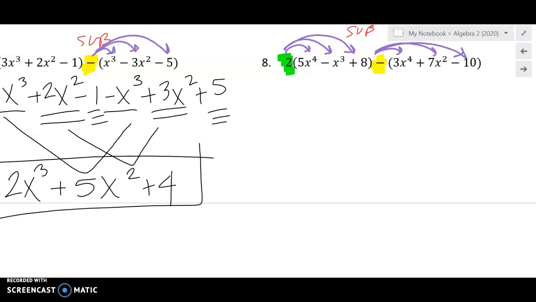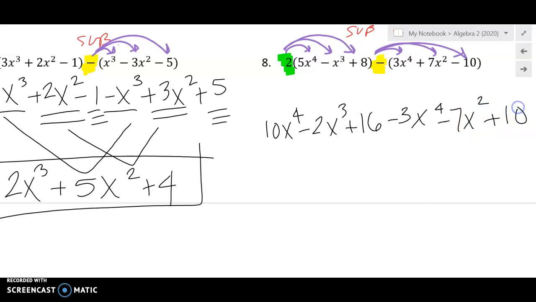So in the beginning, I have 2 times 5x to the 4th. That would give me 10x to the 4th. Then I have 2 times negative x to the 3rd. That's negative 2x to the 3rd. Then I have 2 times 8. That would be 16. Now I'll do the negative because I already did the 2. So now I do the negative and I just change the sign. So the 3x to the 4th is going to become negative 3x to the 4th. 7x squared is going to become negative 7x squared, and the negative 10 is going to switch to a positive 10.